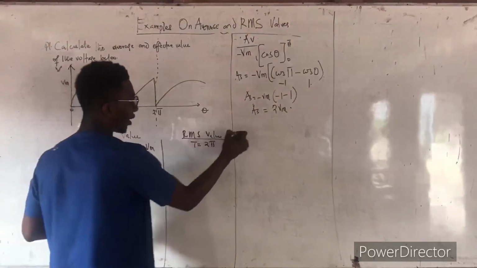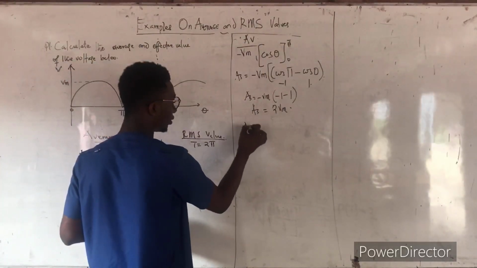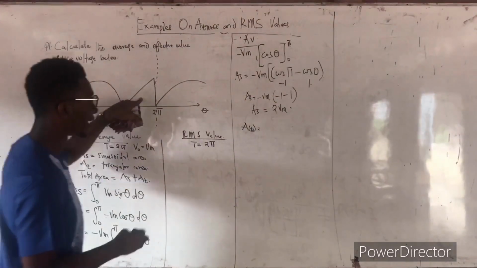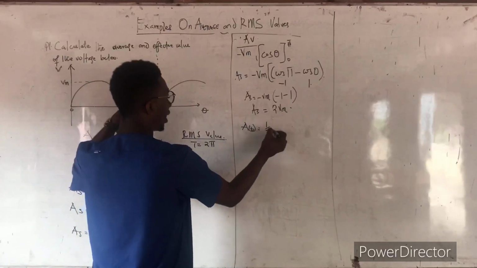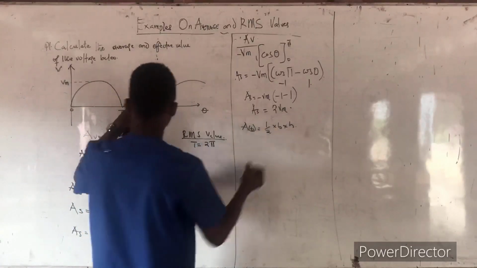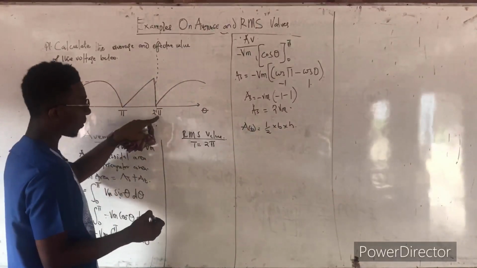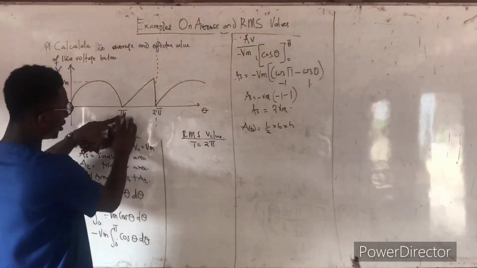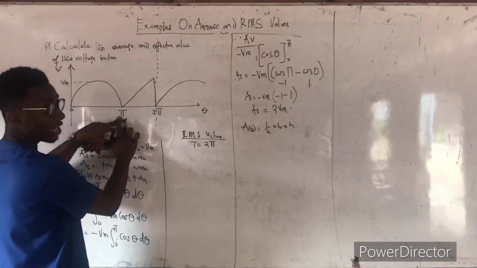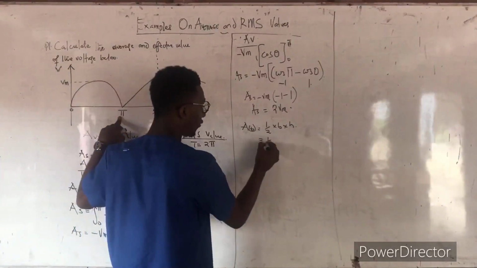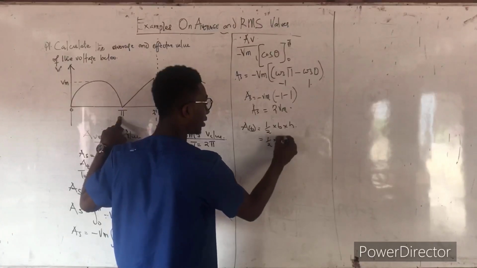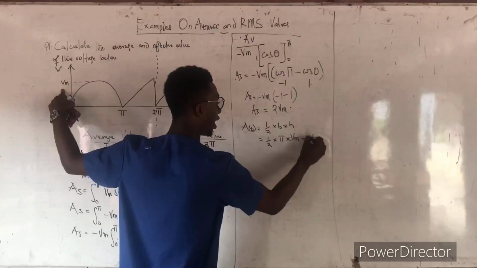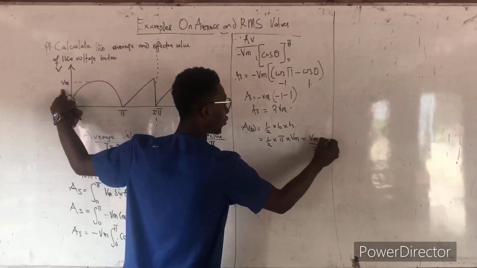In the same way, we have to find the A of t, that is the triangular side. We are still finding the average value. So the triangular side is simple. It's half times the base times the height. And what is the base? The base is pi, and the height is the Vm. Between here and here is pi, 2 pi minus pi is pi. So now it's half times pi times the height, which is Vm. So therefore it's equal to Vm on 2 pi.